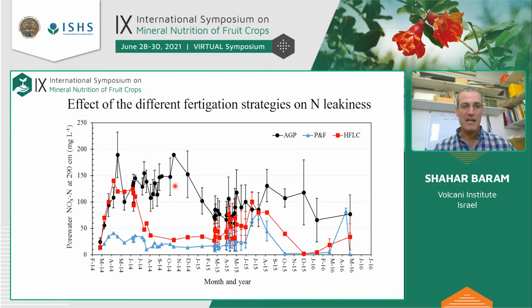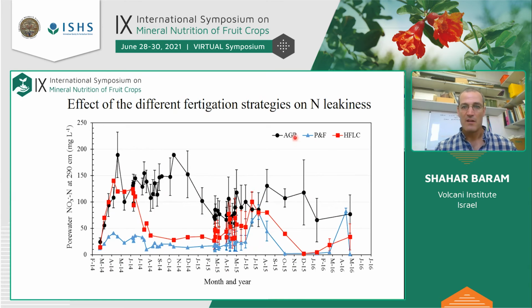If we look at the different fertigation strategies, you can see here the trend over time. Again, the AGP, the PNF, and the HFLC. You can see that in the first year, we had higher concentration. In the first year, fertilizer was applied at the end of the irrigation, which resulted in higher losses compared to the second year, when fertilizer was applied here.